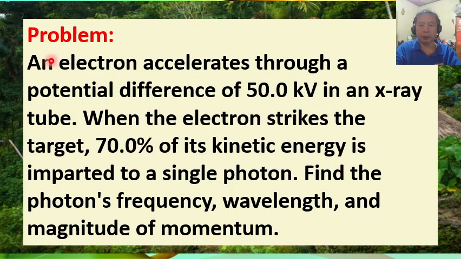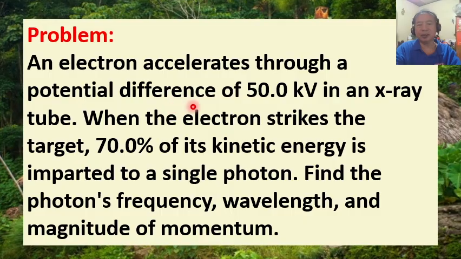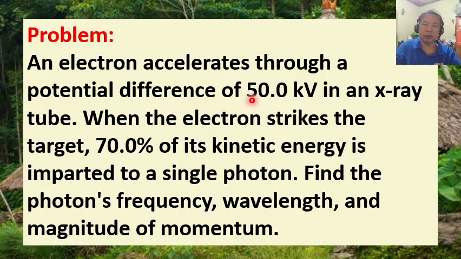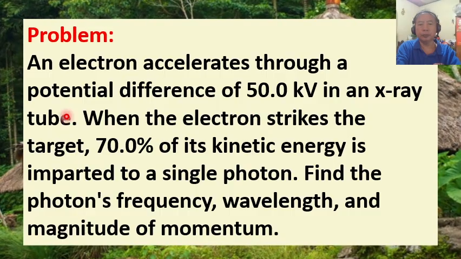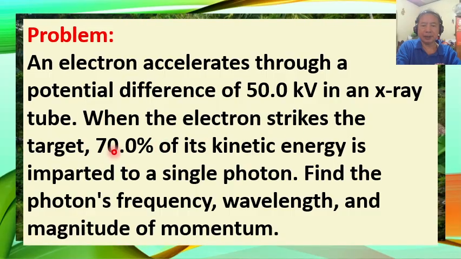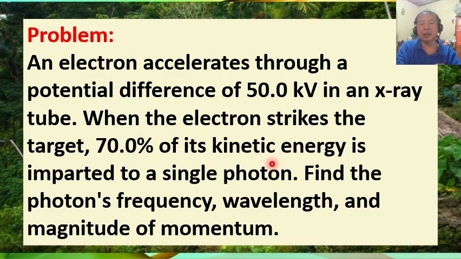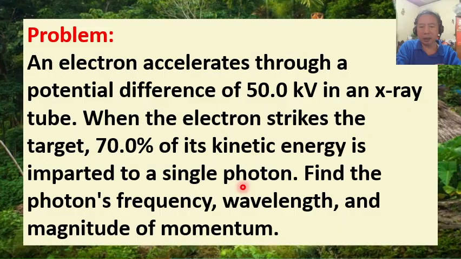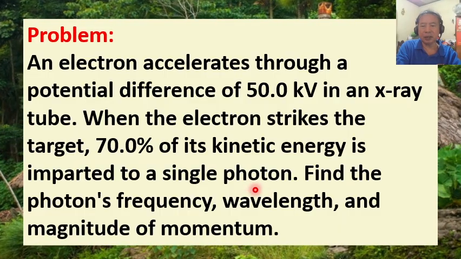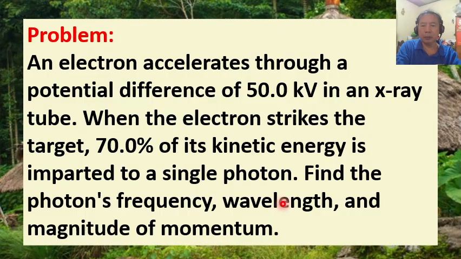And this is the problem. An electron accelerates through a potential difference of 50.0 kilovolts in an X-ray tube. When the electron strikes the target, 70.0% of its kinetic energy is imparted to a single photon. Find the photon's frequency, wavelength, and magnitude of momentum.